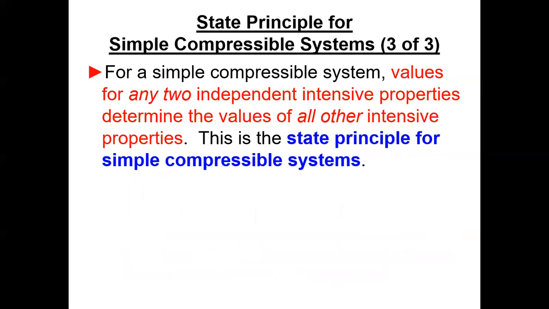Okay, for a simple compressible system, values of any two independent intensive properties determine the values of all other intensive properties. And so that's what this state principle does for you. It tells you how many you need. So this is the state principle for simple compressible systems, which is basically most of what we work on. Certainly, I think all of what we work on in Thermo 1 and Thermo 2, you do get psychrometrics and moist air problems, which will then require that you have an additional property.